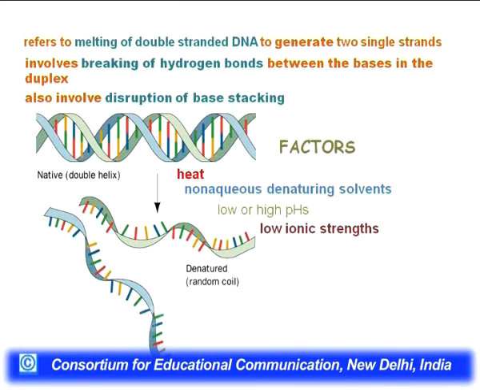It involves breaking of hydrogen bonds between the bases in the duplexes, and it also involves disruption of the base stacking, that is, native and denatured. There are certain factors: heat, non-aqueous denaturing solvents, low or high pH, and lower ionic strengths. Whereas the clock tells me that the time is running out, and I think I will be able to continue this in my next lecture, the DNA melting as well as the organelle DNA.